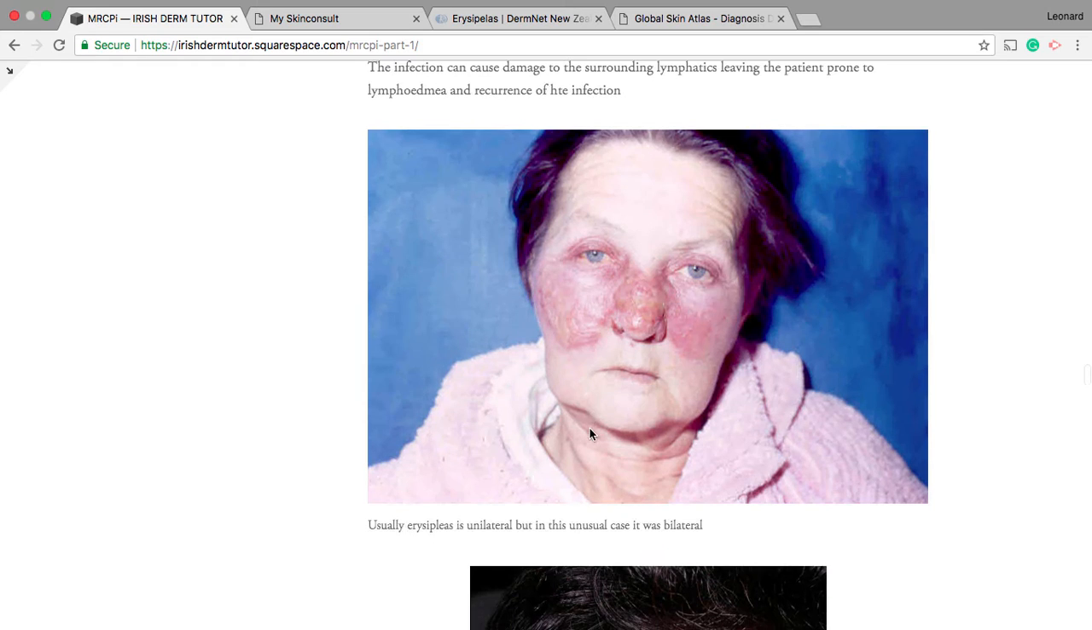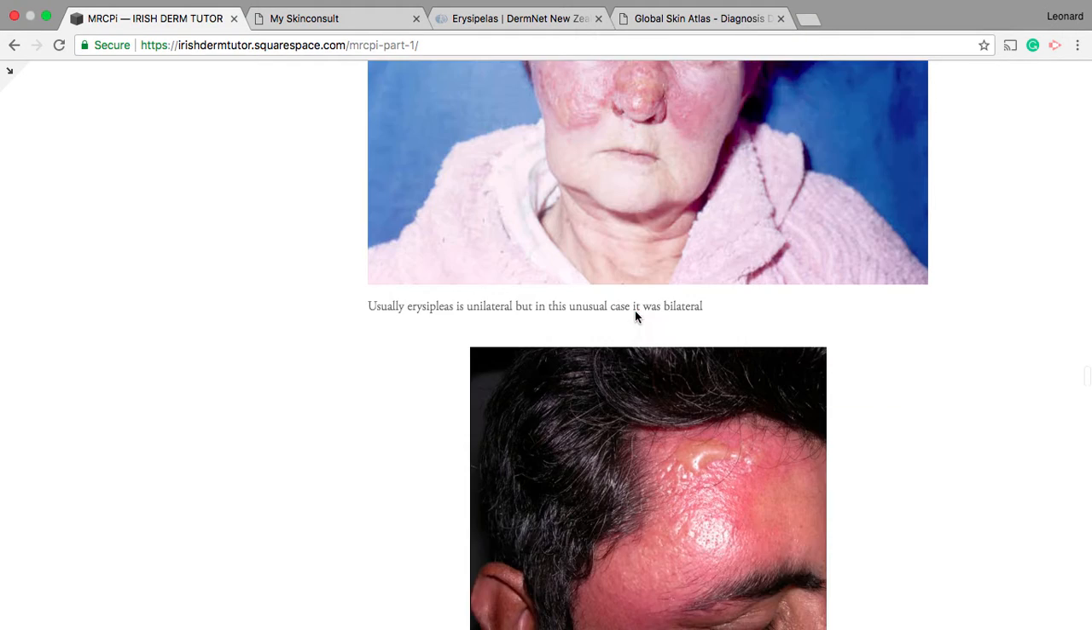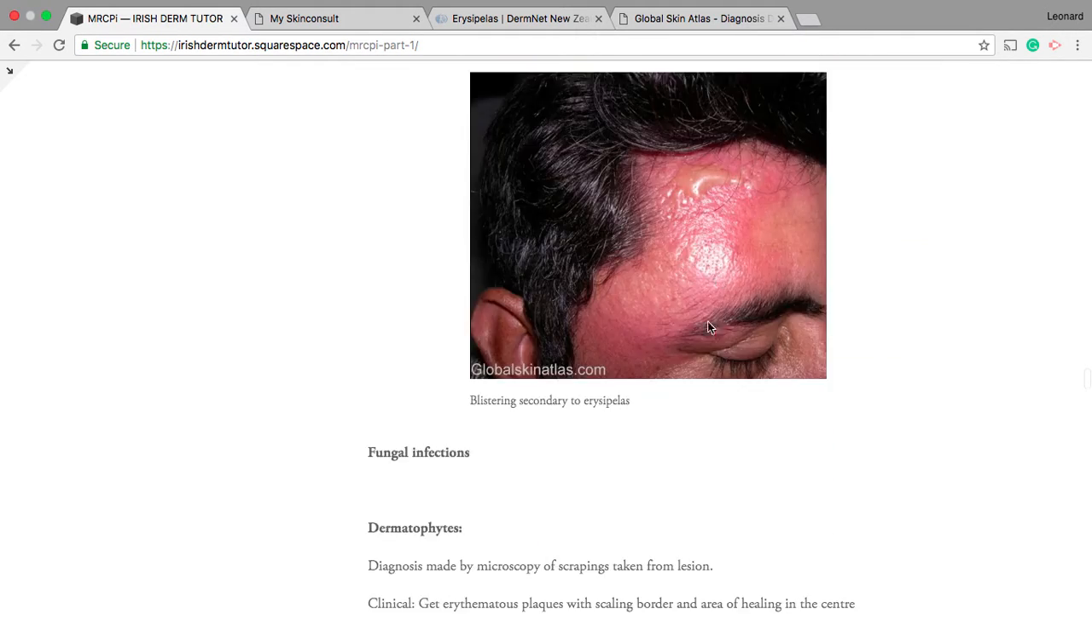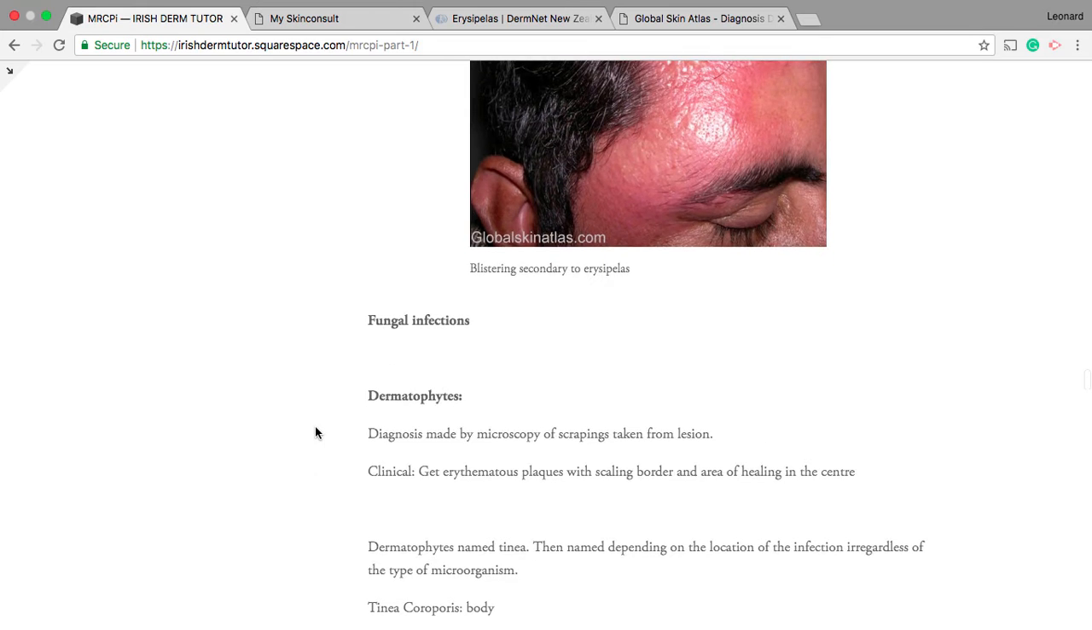So here's a case of one lady. Now, usually it is unilateral, and it is actually quite rare for it to be bilateral. And here's another case in which we can see more how red and angry looking it is, and we can also see a bit of blistering as well. So we'll now move on to fungal infections.